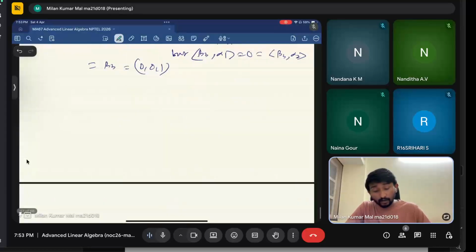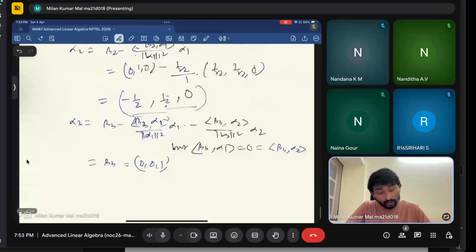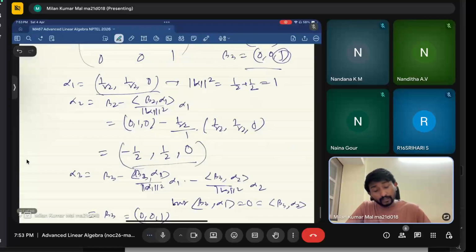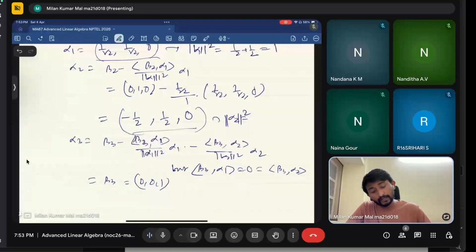Now we have to obtain the orthonormal vectors. So how does one get the orthonormal? Here norm of alpha 1 is equal to 1, that we know. And norm of alpha 2 squared is equal to 1 by 4 plus 1 by 4. Am I correct? So this is equal to 1 by 2. So norm of alpha 2 is actually equal to 1 by square root of 2.